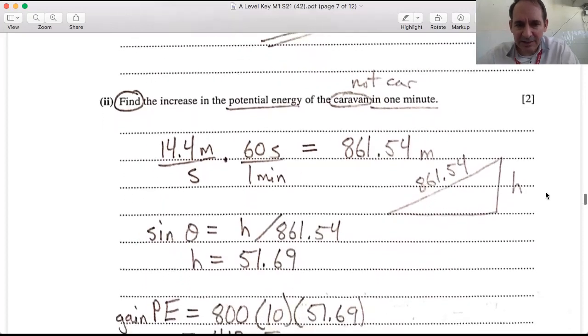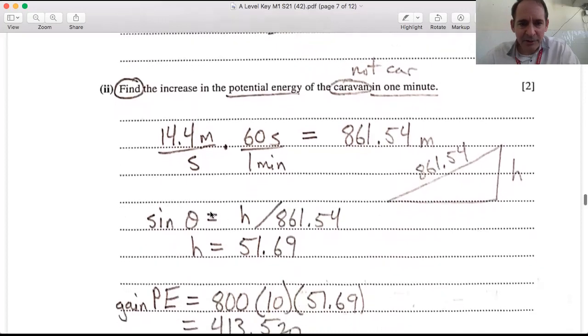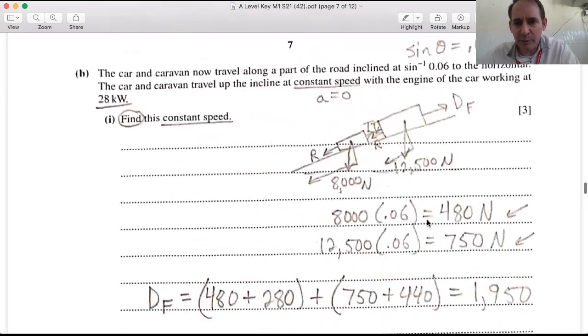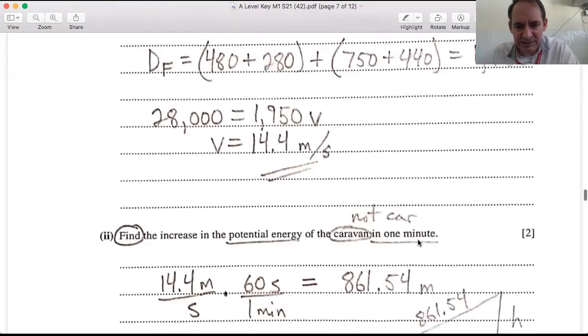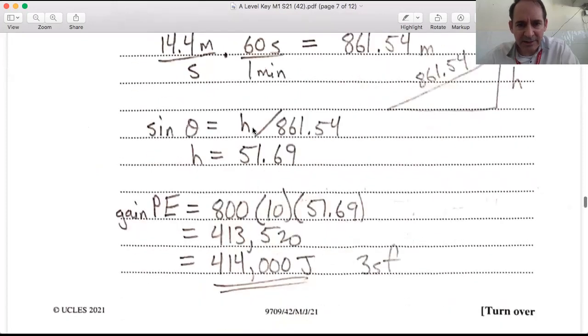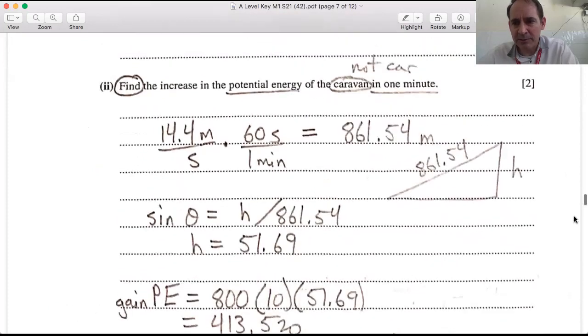So we can use that to find the height. Sine of the angle equals height divided by, or the opposite divided by hypotenuse, SOH CAH TOA. Sine of the angle, remember we were given that up here, is 0.06. So 0.06 times the 861.54 gives us a height of 51.69. That's a vertical height.